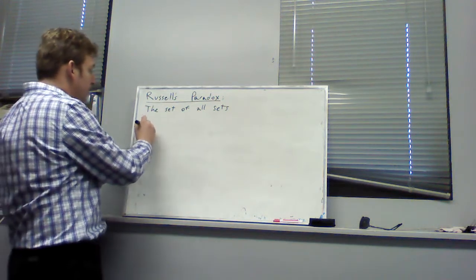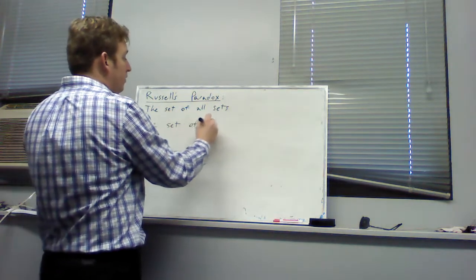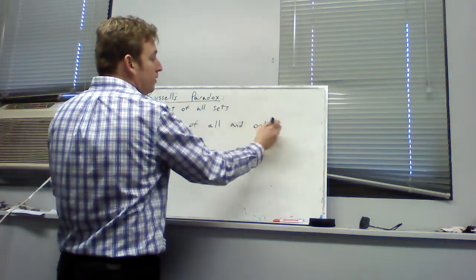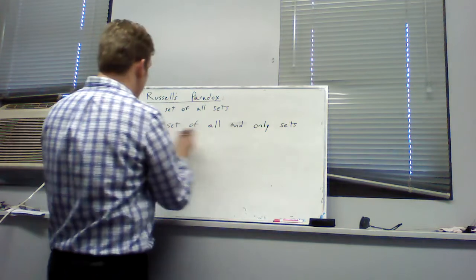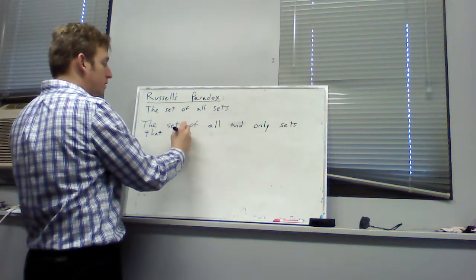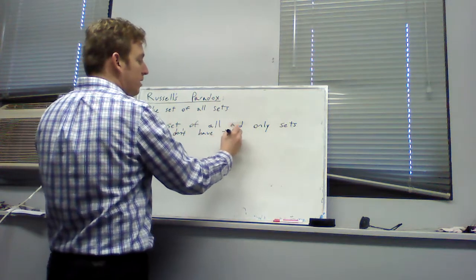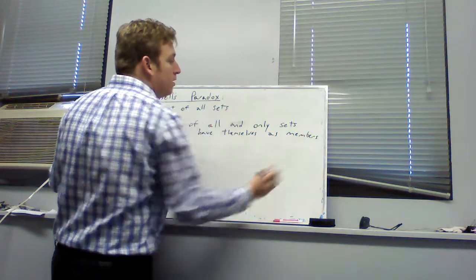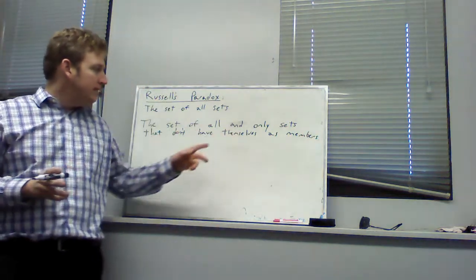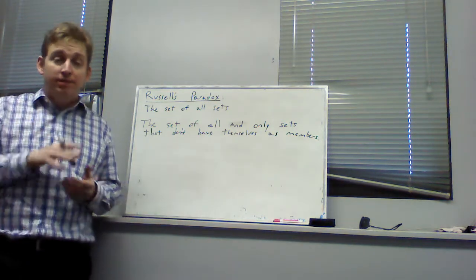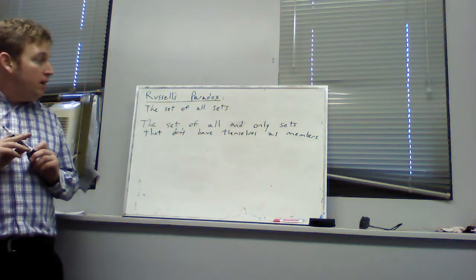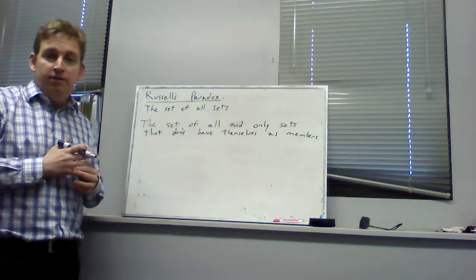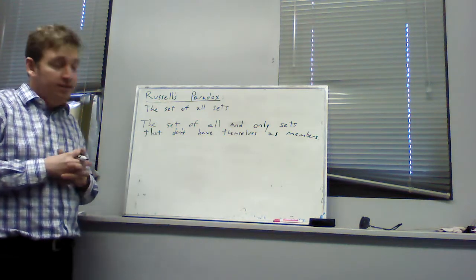Let me put that on the board. So this is the set of all sets, it should be all and only, the sets that don't have themselves as members. The set of all sets that don't contain themselves. The set of all sets that don't have themselves as members. Is there such a set? Well, Russell thinks he knows the answer to that, and he thinks he can prove it. And the answer, he says, is no.